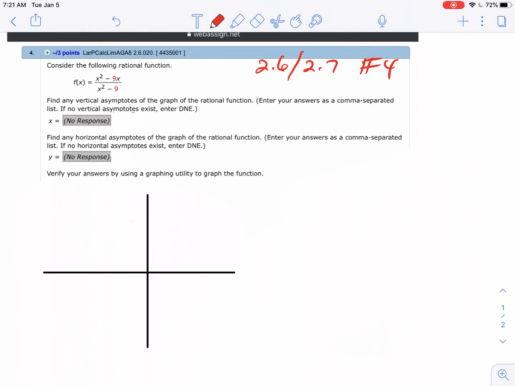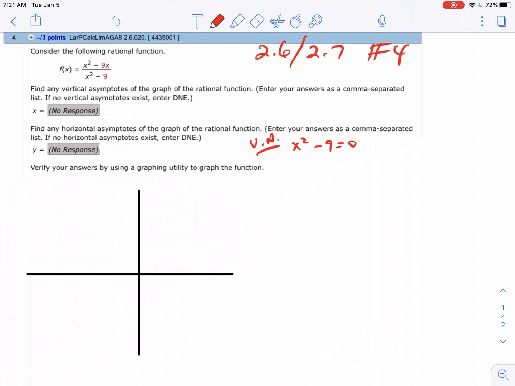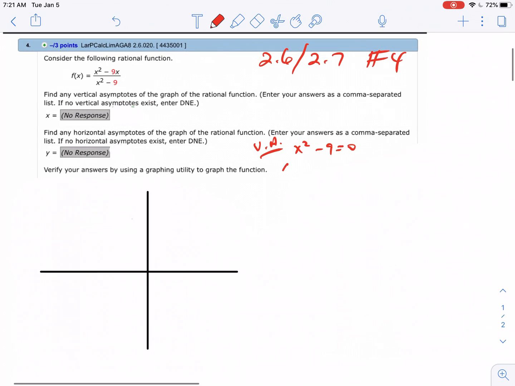If I take the denominator, x squared minus 9, I set it equal to 0. This is the vertical asymptote. I'm looking for the vertical asymptote. So this quadratic, you may solve it in different ways. I'm just going to, in this case, factor it. It factors into x minus 3 times x plus 3 for mine. And that tells me that 3 and negative 3 are values that I should not be using.